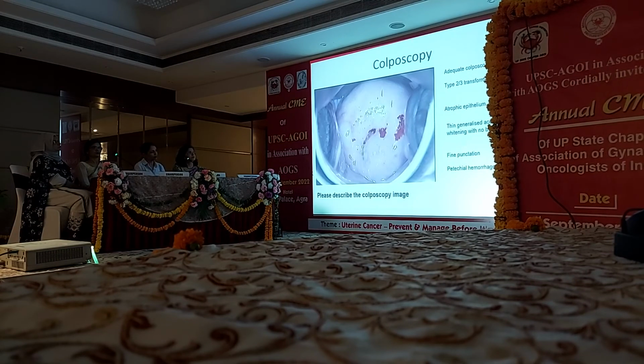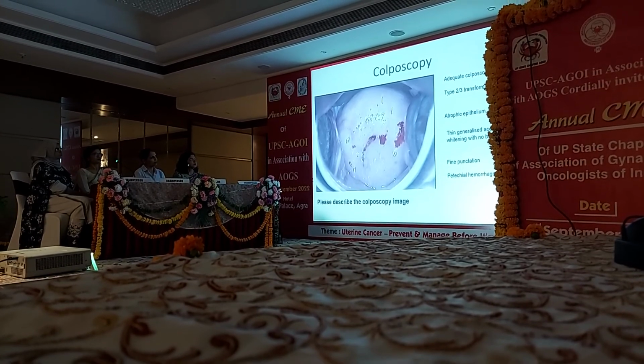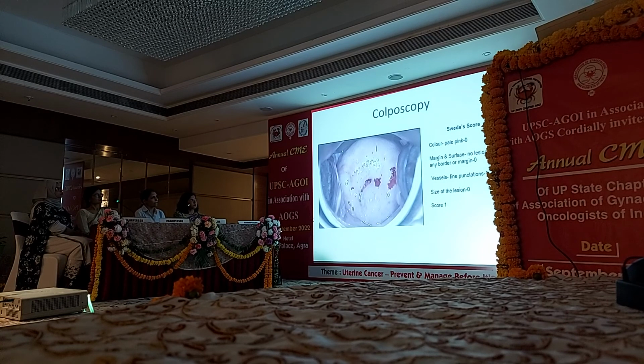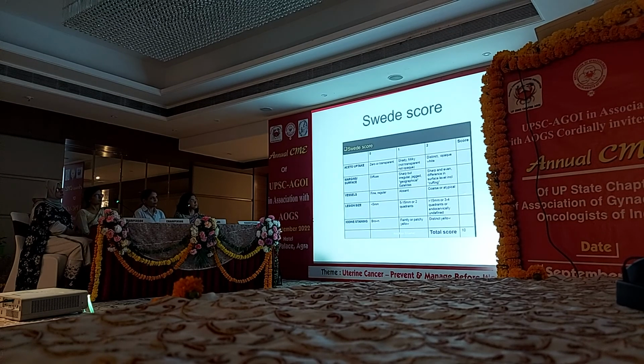Probably we have the cause for the spotting as well over here. We have some petechial hemorrhages because of atrophy. So this patient had atrophic cervicitis. And since there is no lesion, there is hardly any scoring required here. So obviously the score is somewhere around 1, which is like non-existent. Here is the Swede score we all know, but I think this would be relevant if there were a lesion. I could have described it.